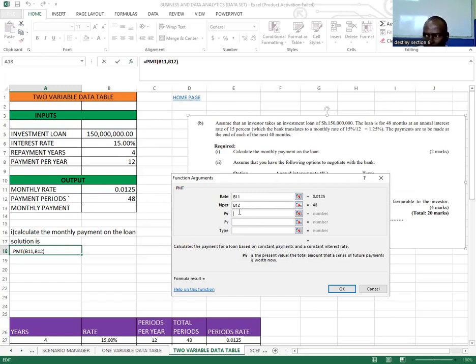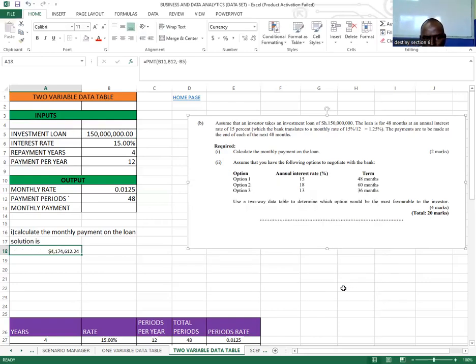And then the present value, as we had said before, you always start with the negative, and then we select the investment loan, like that. As simple as that. And then now if you calculate, wow, that is your answer. So we would have solved that question, Roman 1, calculate the monthly rate.